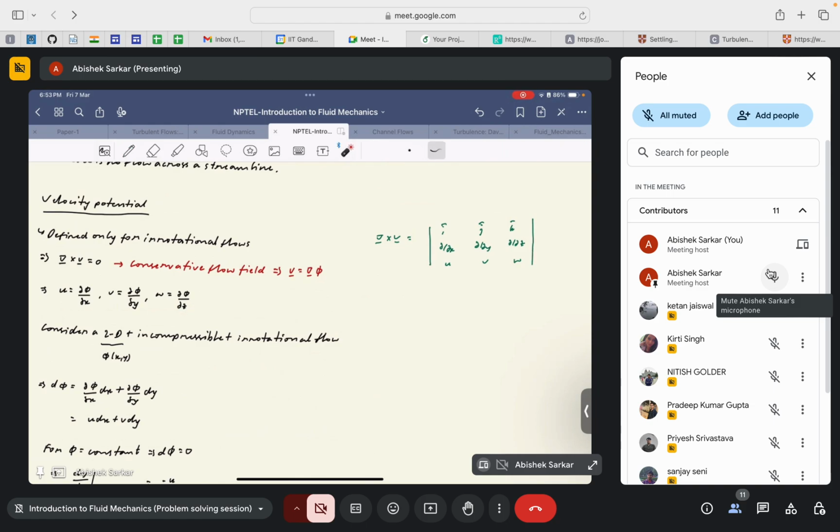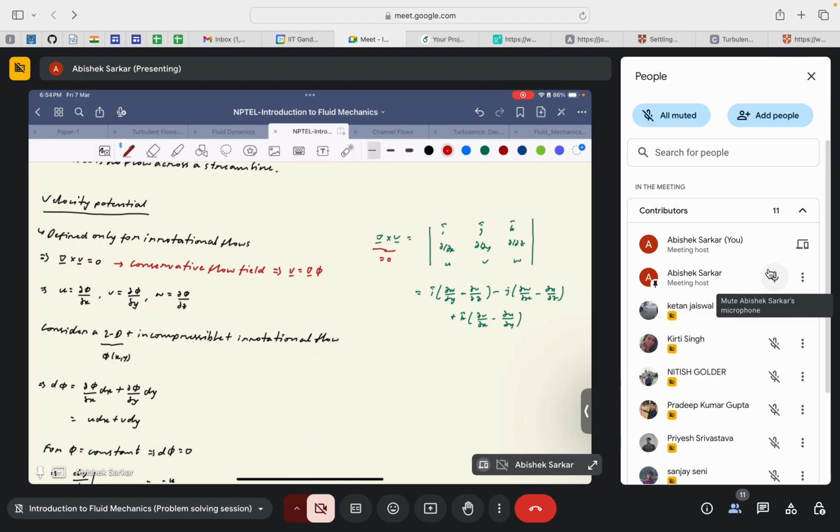Just take the cross product of nabla and v. So you will be left with i cap times dou w by dou y minus dou v by dou z, then dou w by dou x minus dou u by dou z, plus k cap times dou v by dou x minus dou u by dou y. I'm just taking the cross product, nothing complicated. For this to be equal to 0, all these terms have to be individually equal to 0.